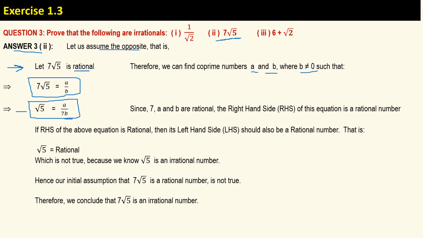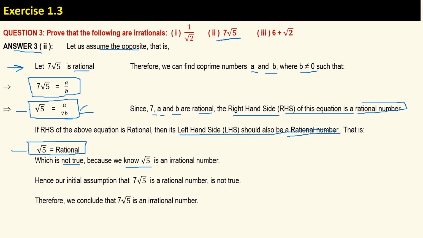Now on the right hand side we have numbers 7, a and b, which are all rational. Therefore, we can say that the right hand side of this equation is a rational number. So if the right hand side is a rational number, then the left hand side should also be a rational number. Therefore, square root of 5 is rational. But this is not true, because we know that square root of 5 is actually an irrational number.